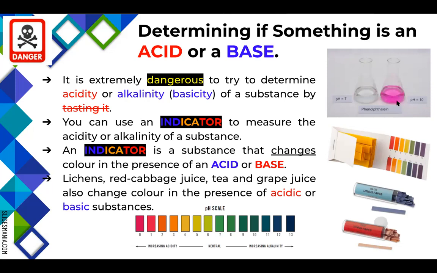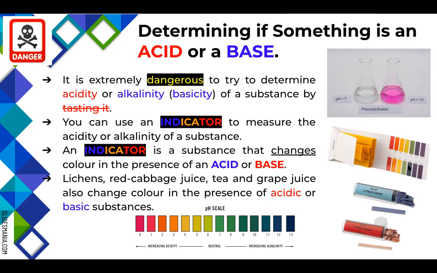If it is a slight base, somewhere around 7 or 8, the pink will be very faint. If you have a very, very strong base that's closer to 13 or 14, it'll be very fuchsia and you won't really be able to see through it. It'll be very pink.